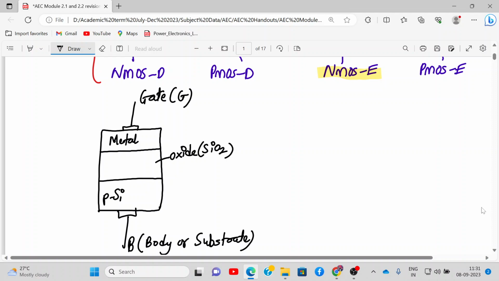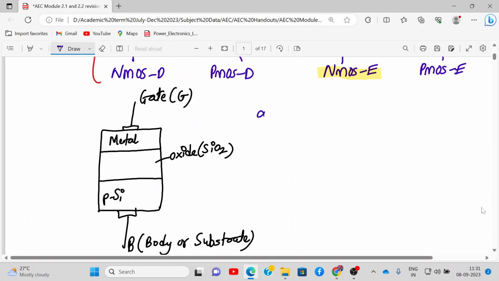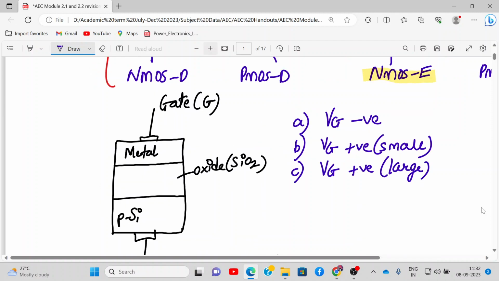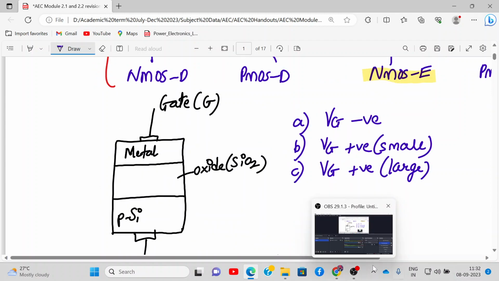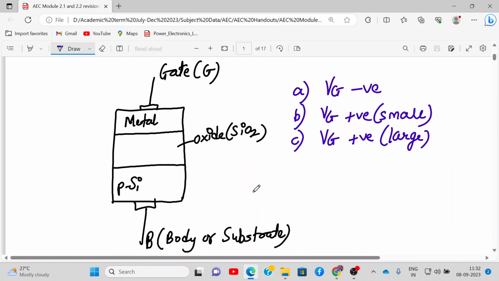So we will study three cases over here. The three cases are: the application of voltage Vg negative, then the application of voltage Vg positive, small value, and then the application of Vg positive voltage, large value. What happens in this? Can you hear me? Everything alright now? Can someone reply? Yeah, sir. Okay, so please concentrate.